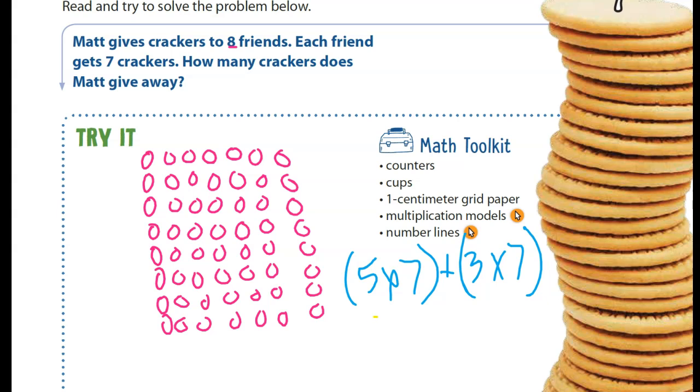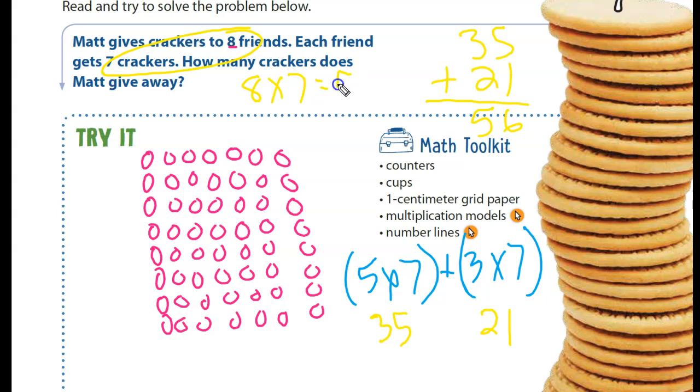Okay, 5 times 7 is 35. And then 3 times 7 is 21, right? 21. And then I just take 35 plus 21. 5 plus 1 is 6. And then 3 plus 2? 5. So then what's my multiplication equation for this going to be? 8 times 7. So what's 8 times 7? 56.